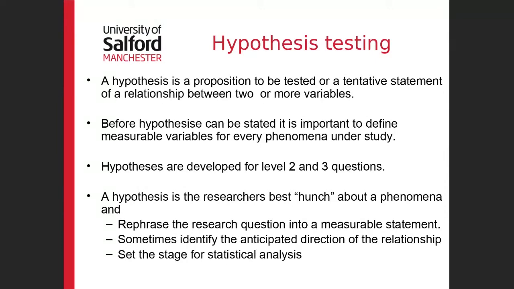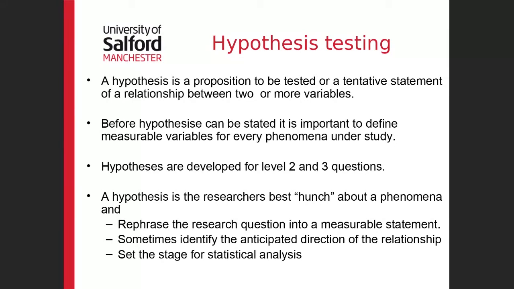So we talked earlier about hypothesis testing and about how this is a central part of quantitative research design. A hypothesis is a proposition to be tested, or a statement of a potential relationship between two variables. So we only have hypotheses for level 2 or level 3 questions. Clearly, if we're just trying to describe something, we can't have a hypothesis about a relationship, because level 1 studies only deal with explaining or describing something. They don't deal with relationships. And the hypothesis is the researcher's best hunch about a phenomenon.